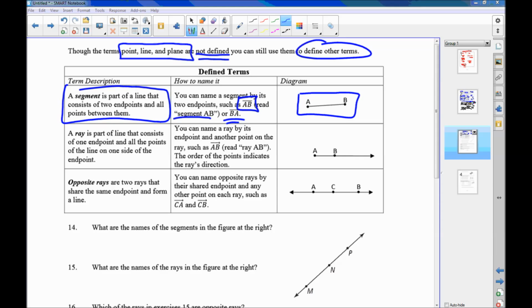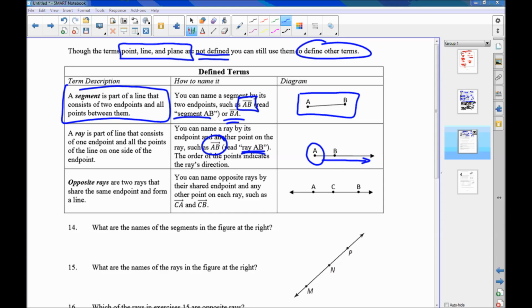All right, so a ray is part of a line that consists of 1 endpoint and all the points of the line on the other side. So it goes on forever. Okay, so in this case, here's our picture. There's the endpoint, and then all of the other points on that side of the line are included. So I just drew one in there, B, because we need one more to define it. Okay, and then we can add as many as we want after that. Okay, so you can name a ray by its endpoint and another point on the ray, such as AB. In this case, we can't flip around the order here. Okay, ray BA would mean something different. And then if we say it out loud, we say ray AB.